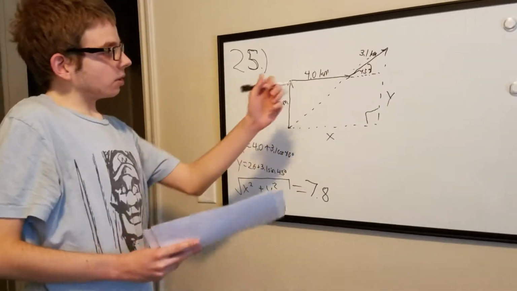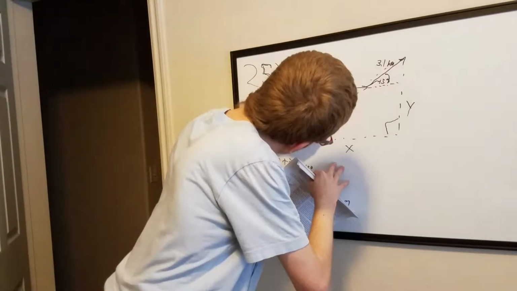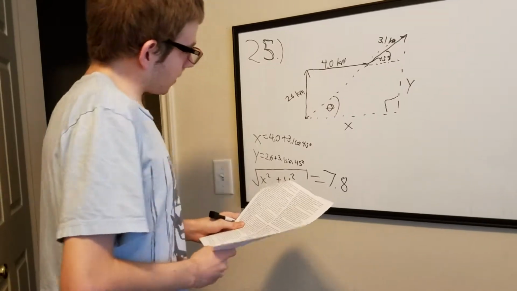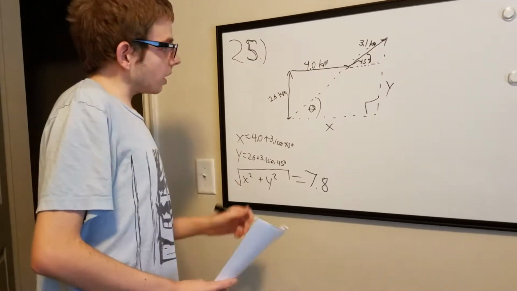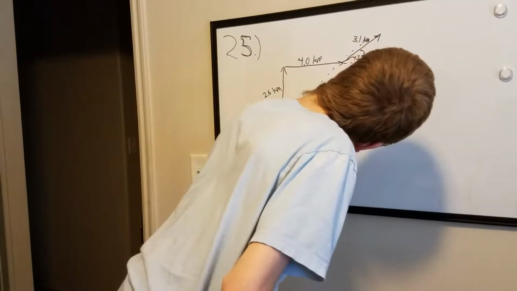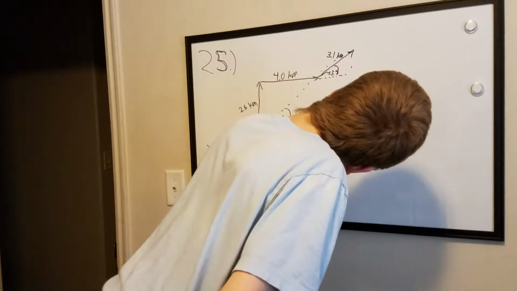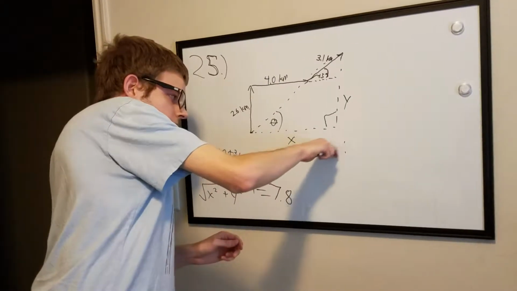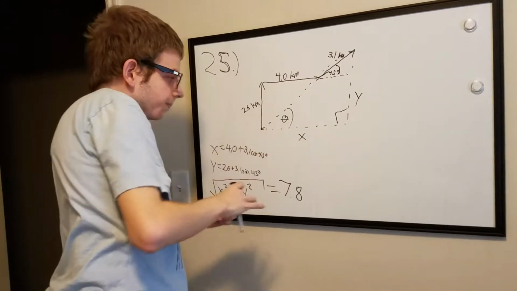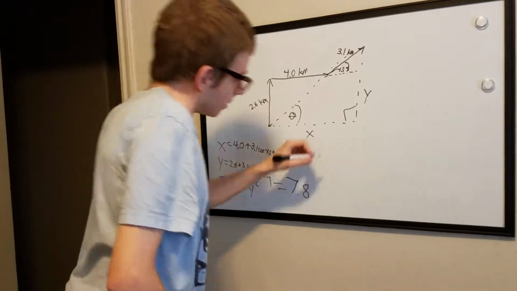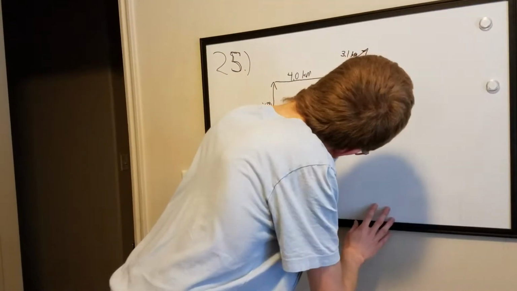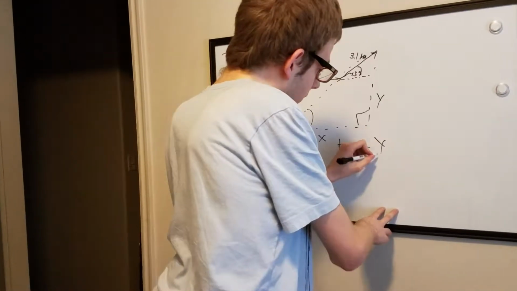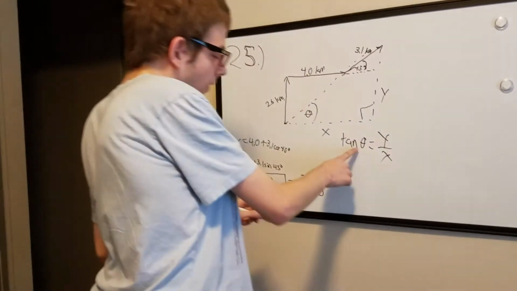Now we need to find the angle of direction. So we need to find what this angle is right here. We can find that angle by using arctangent. Let me set that up real quick. I'm going to go back a few steps. You can see right here the tangent of this angle equals y over x.